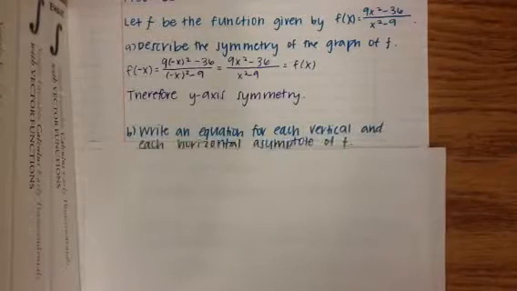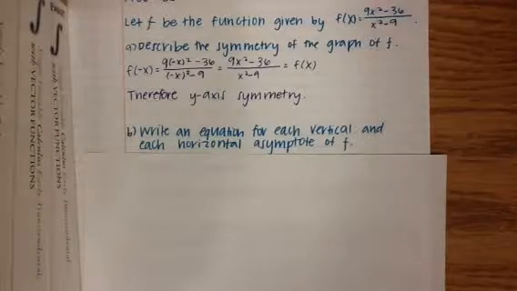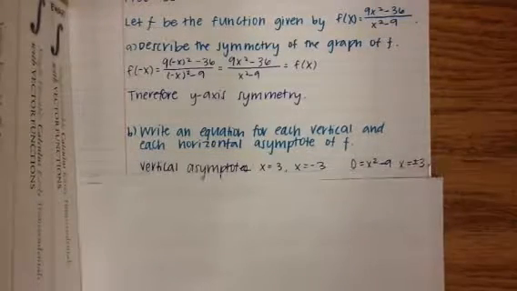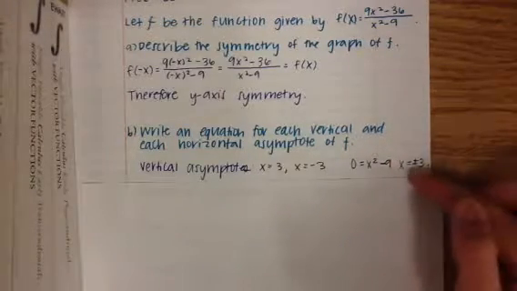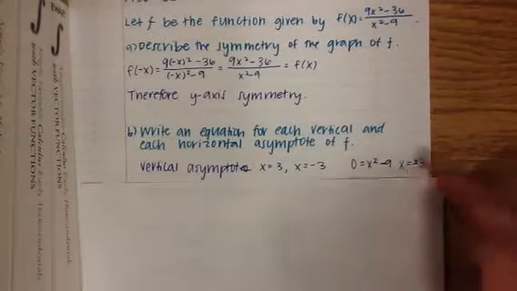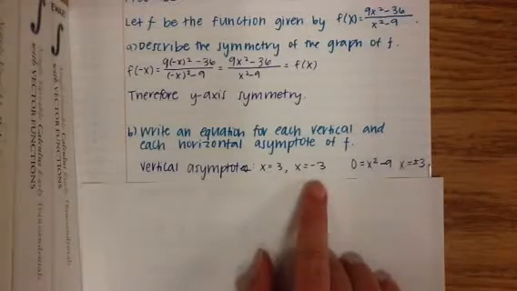Part B of the question tells us to write an equation for each vertical and each horizontal asymptote of f. To find the vertical asymptote, we set the denominator equal to 0 and solved. We found that x equals positive and negative 3. So the vertical asymptotes are x equals 3 and x equals negative 3.